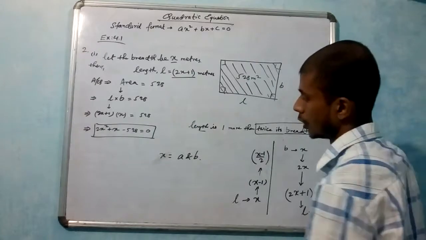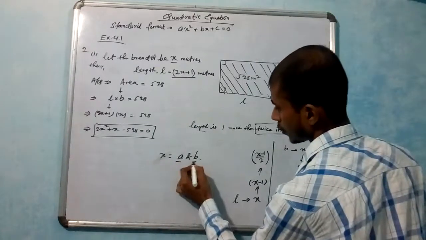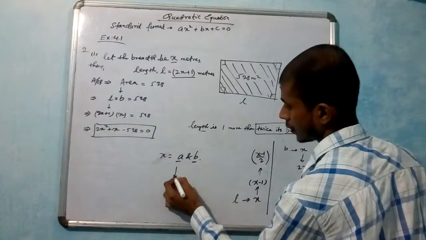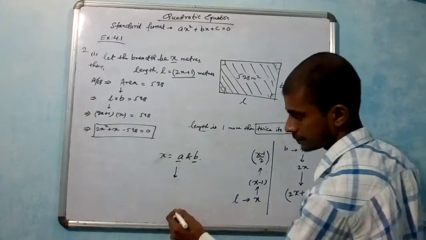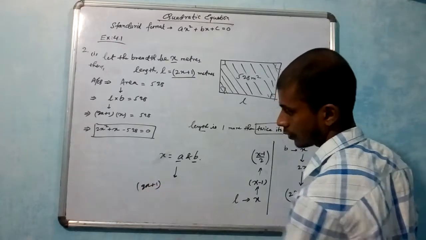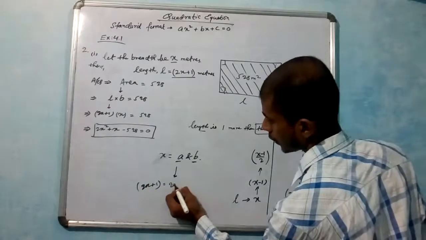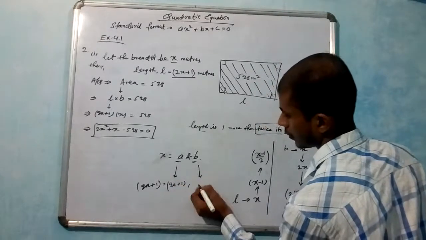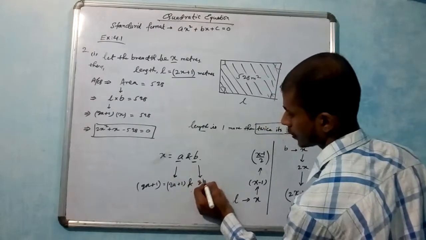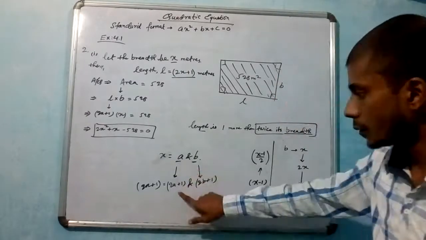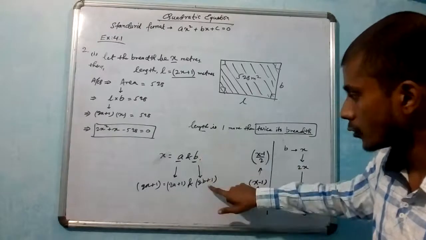So from this breadth, first and second breadth, we can get the respective length or not? The length we will get as 2x plus 1. So it will become 2a plus 1, or here 2b plus 1. If this is the breadth, this will be the length.